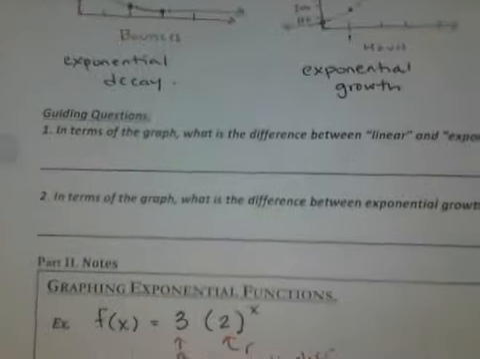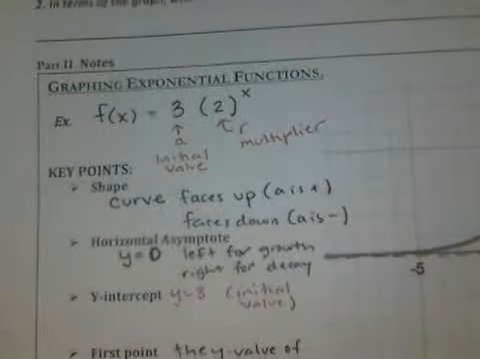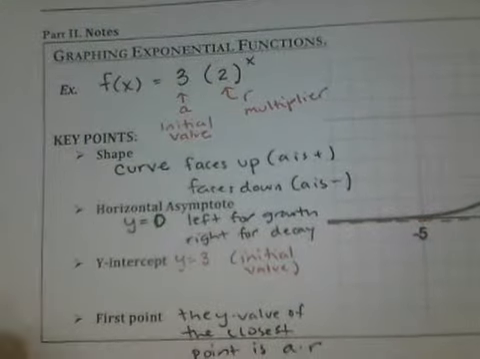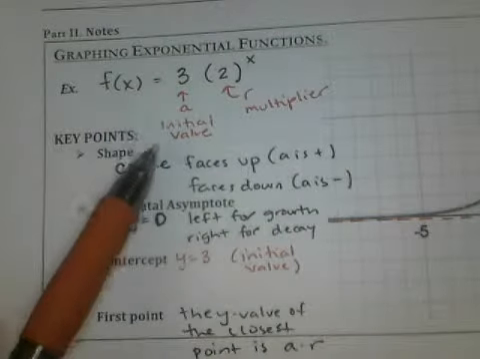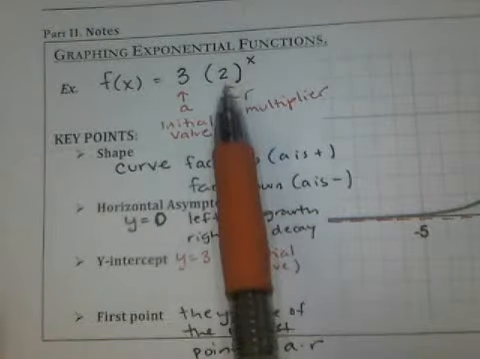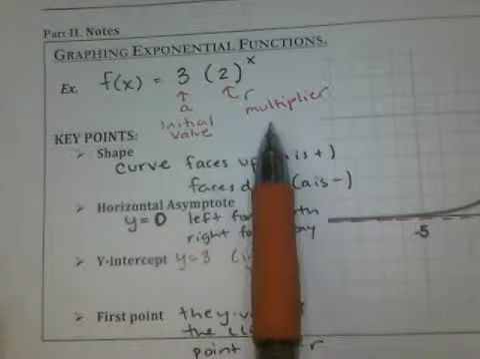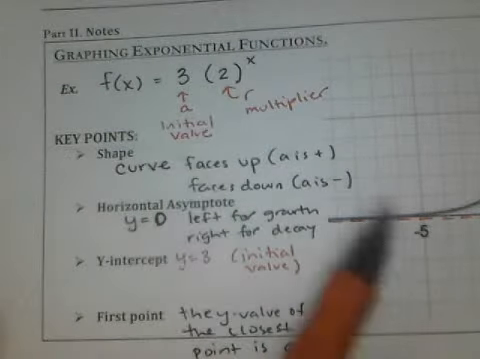Here are the notes for graphing exponential functions. You'll notice that we are using the same equation that we used for tables. This equation has two parts. The number out front we call the initial value, and the number inside parentheses, which is the number that has an exponent, is called the multiplier. In just a minute, I'll explain to you how to find those two numbers based on a graph.